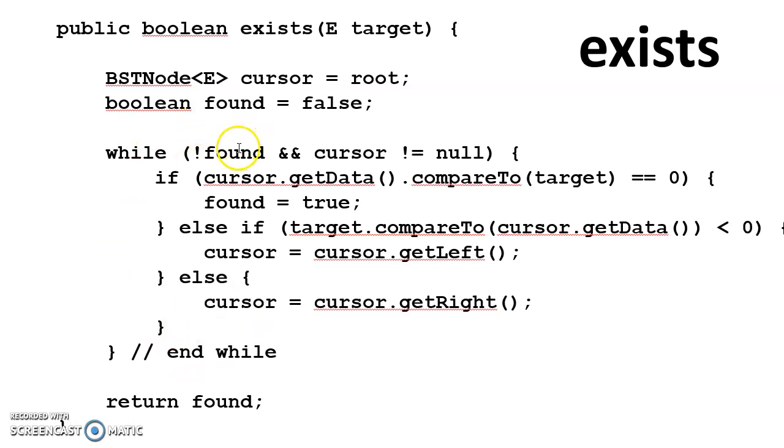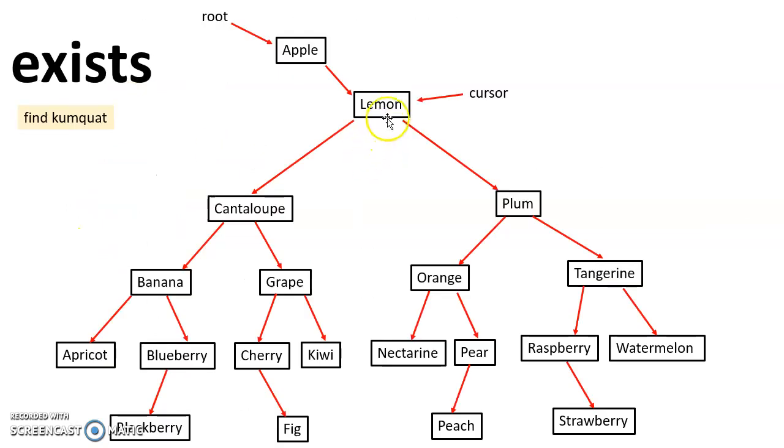We still haven't found what we're looking for. Cursor is not null because cursor is now pointing to lemon. And so we come back in and we do the comparison again. So here is target equal to cursor get data? It's not. Is target, which is kumquat, before lemon? It is. So that means then the cursor has to do cursor equal cursor get left to move down to here. And so now we're back on the top of the loop.